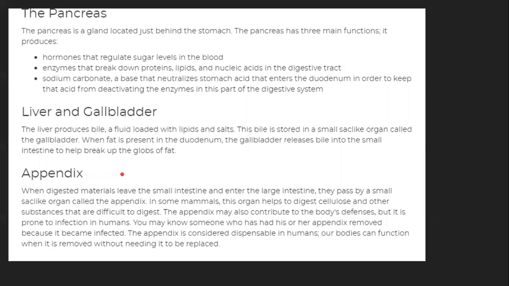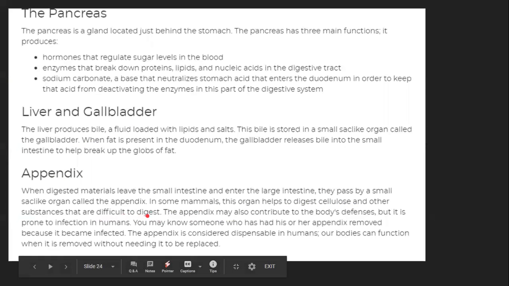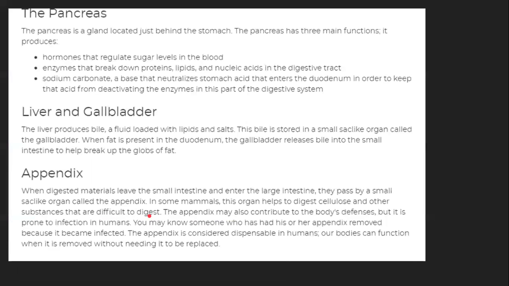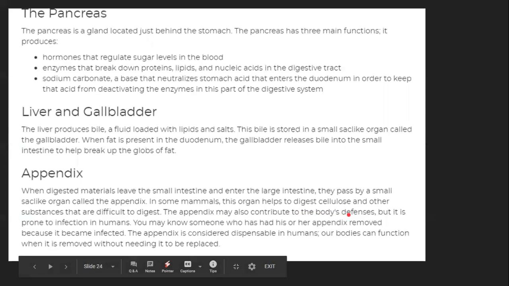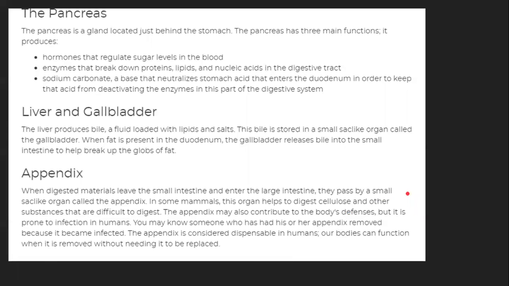It also says that in some other creatures, in some mammals, this organ helps to digest cellulose, which is basically plant material, and other substances that are difficult to digest. So probably in humans, it doesn't really do that, but in some creatures it can. The appendix is also thought to be part of the immune system, so it can contribute to the body's defenses as well. Usually when people remove the appendix, most of the time there's not really any problems. Usually the person can live a normal life without really needing their appendix.